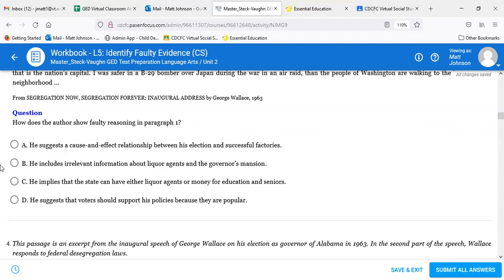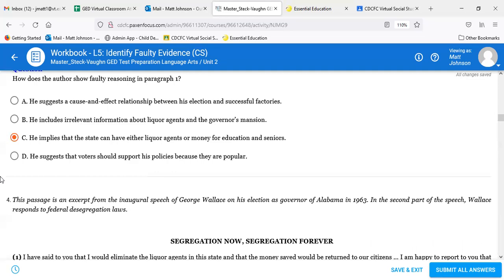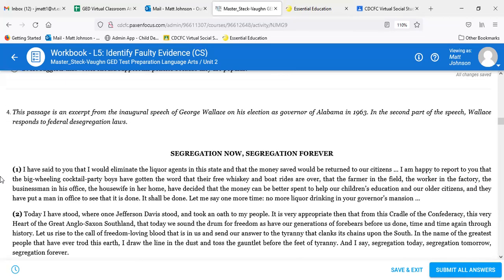D. He suggests that voters should support his policy because they are popular. B. So, or C? It's yes, C, right? He implies that the state can either have liquor agents or money for education and seniors, right? It's that either-or. You can have this or you can have that. So that's the faulty reasoning there that he's picked. So C as in cat for number 3.